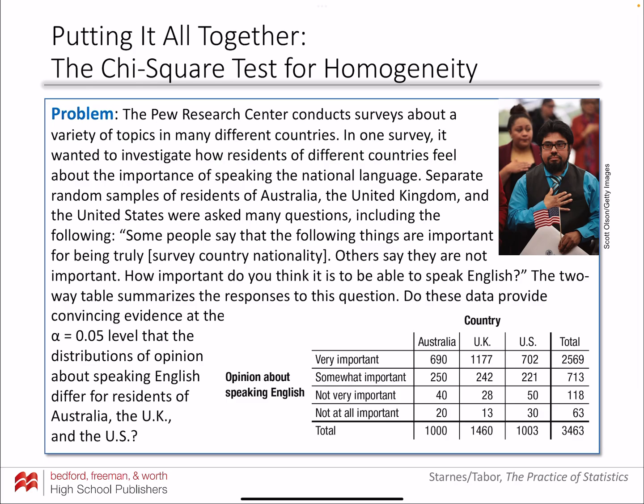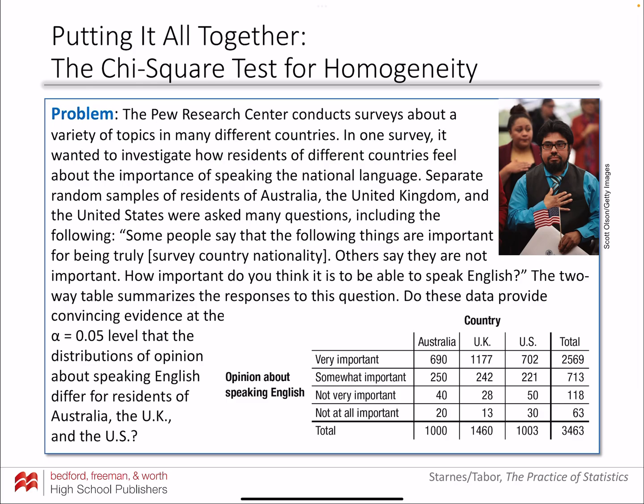So the Pew Research Center conducts surveys about a variety of topics in many different countries. In one survey, it wants to investigate how residents of different countries feel about the importance of speaking the national language. Separate random samples of residents of those countries were asked questions, including this one. Some people say that the following things are important for being truly whatever. Others say they are not important. How important do you think it is to be able to speak English?